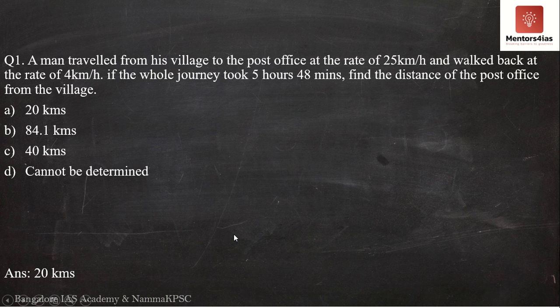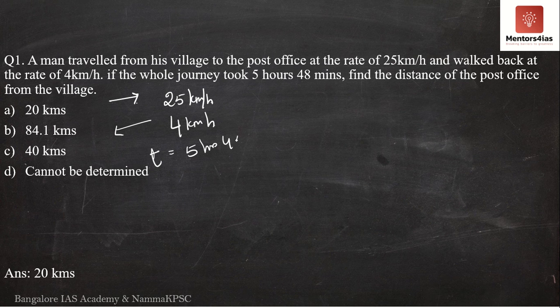Okay. So here you have two speeds, correct? You have 25 kilometers per hour. That is onward journey. Speed of onward journey is 25 kilometers per hour. Speed of return journey is 4 kilometers per hour. Total time taken is 5 hours and 48 minutes. We know this is nothing but 29 by 5 hours. We have already calculated this. Why do it once again? So t is nothing but 29 by 5 hours.